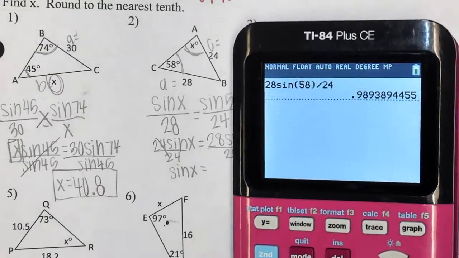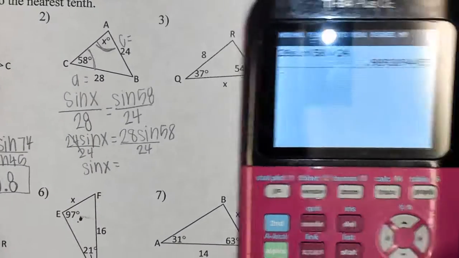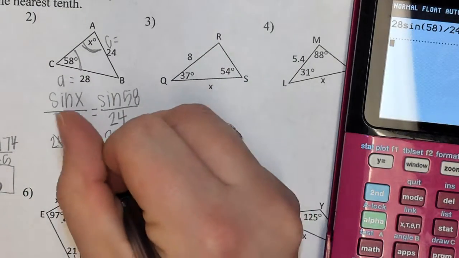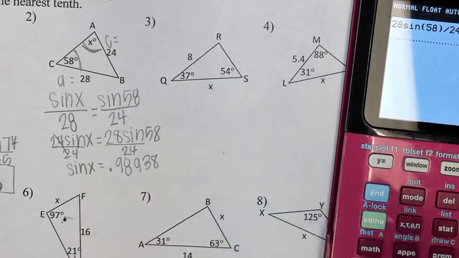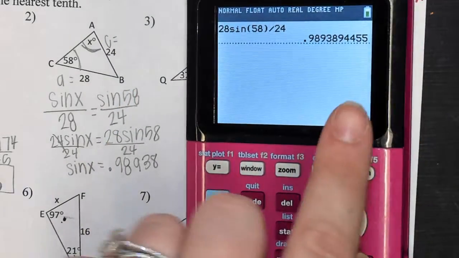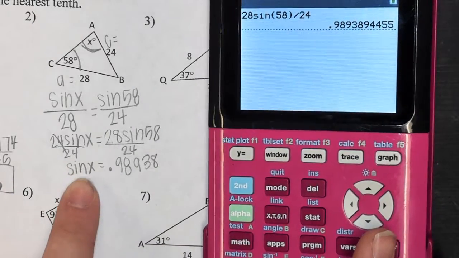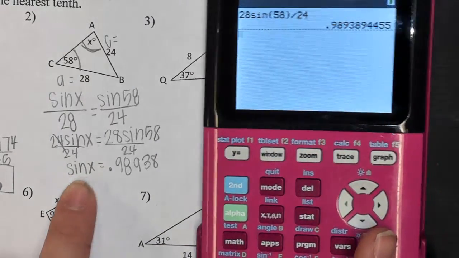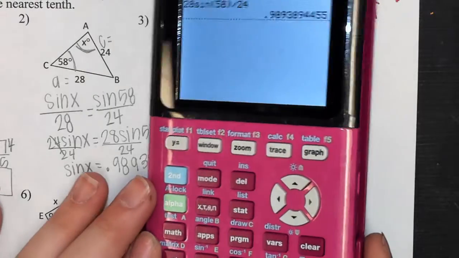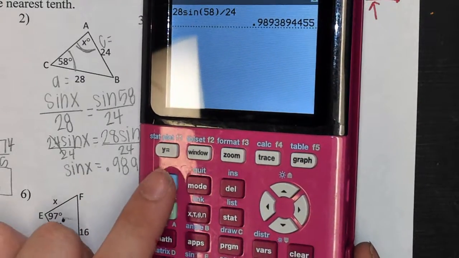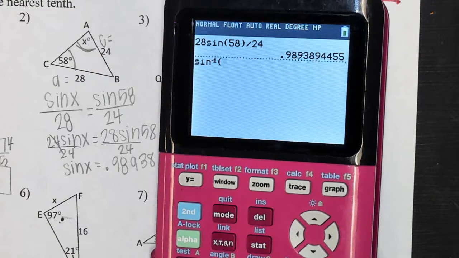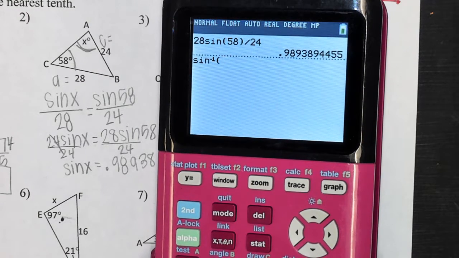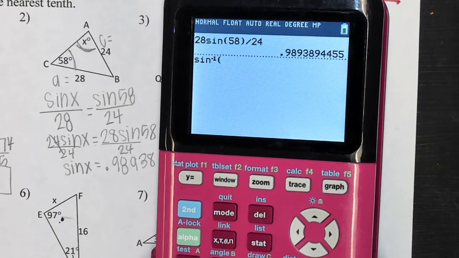Okay, so that's what I got. Now, you can write this down. I'm going to show y'all a trick. 0.98938. That's as far as I would go. But that's my answer, and now I just need to take the inverse of it. There's a way on your calculator where you can press second, and I'm using sine, so press second sine, and you'll have sine inverse. Don't press equal yet.